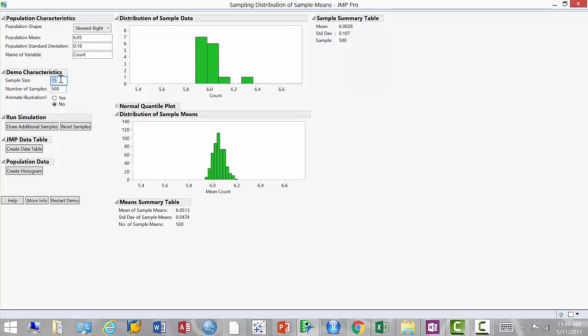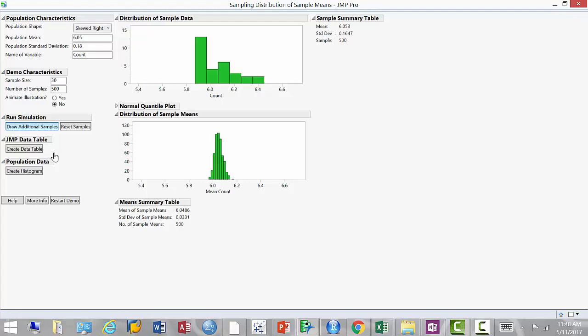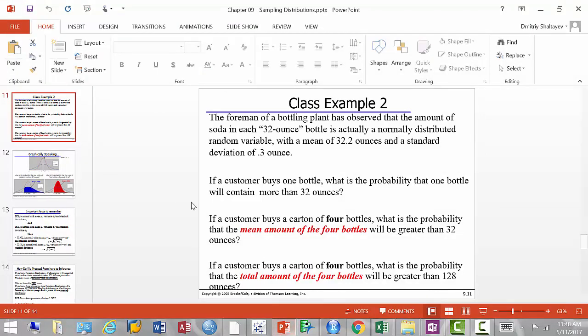So what happens if I have 30, and I reset this thing, and draw additional samples? Same thing, right? But it's more concentrated right now, okay? It's less spread. And that's the effect of sample size. Sigma is getting smaller by a factor of the square root of n, right? As the sample size gets larger, the distribution gets more concentrated and less spread to the right and to the left. Make sense? What do you think? Is it a good tool to illustrate sampling distribution? Yeah. All right.